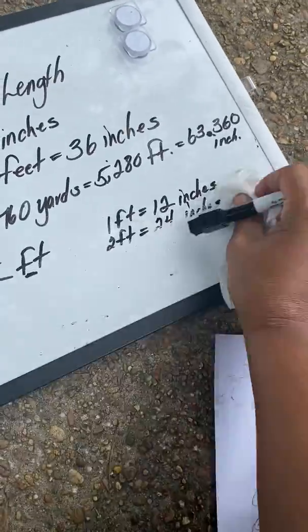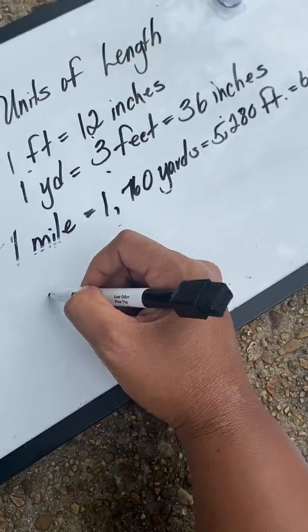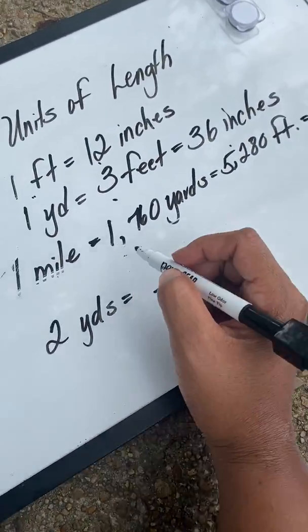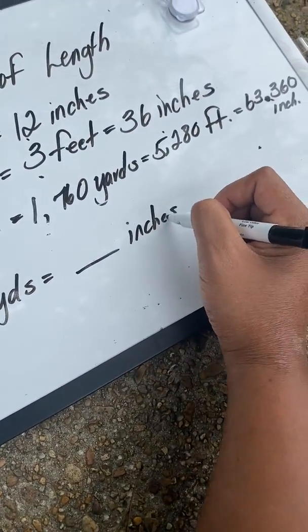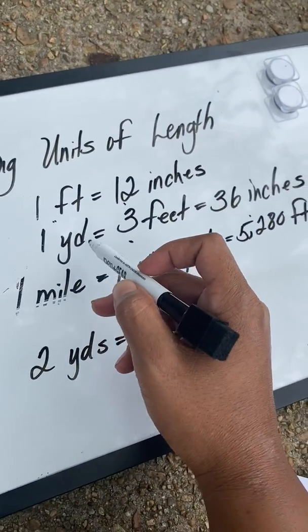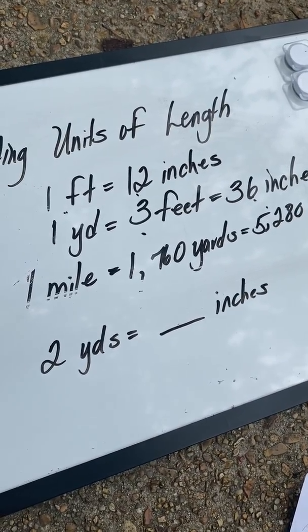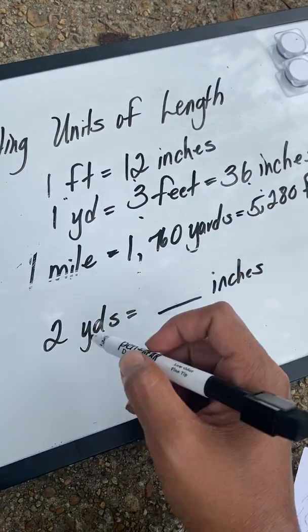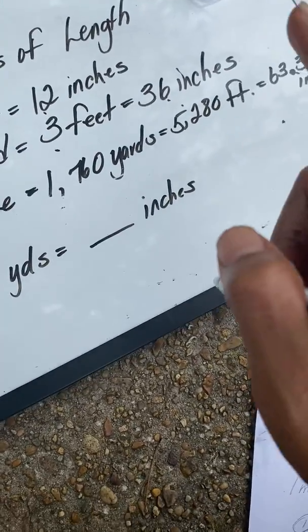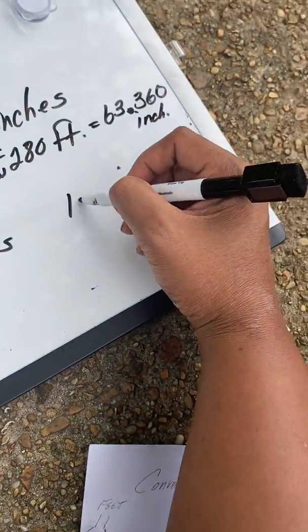All right, let's do another one. 2 yards is how many inches? First off, how many inches is 1 yard? Well, we said that 1 yard is equivalent to 36 inches. 1 yard is 36 inches. So now I have 2 of them. 2 yards.